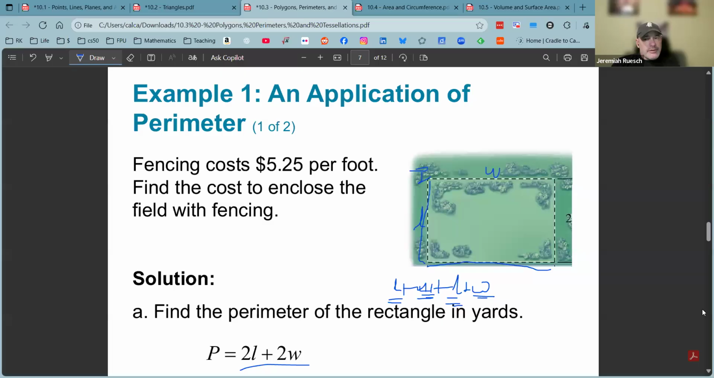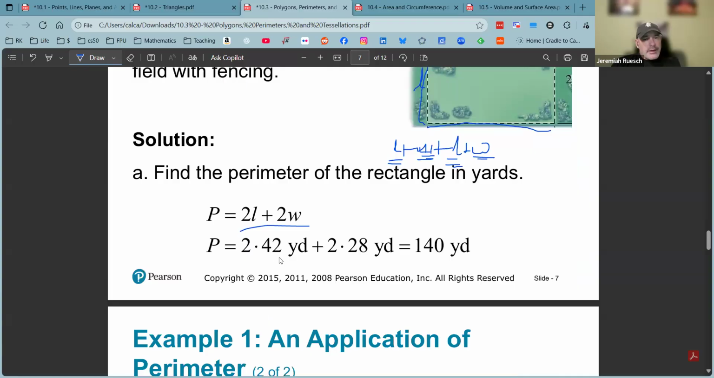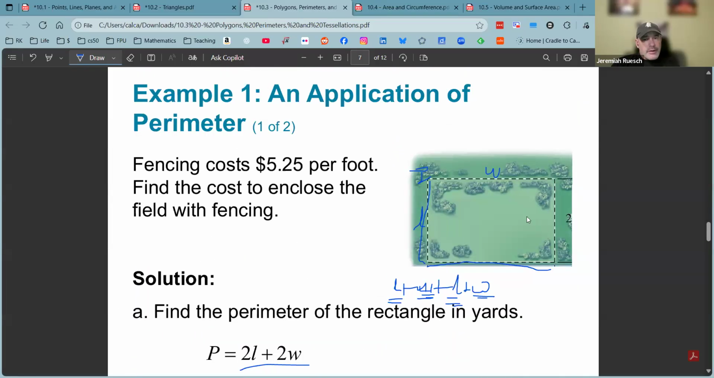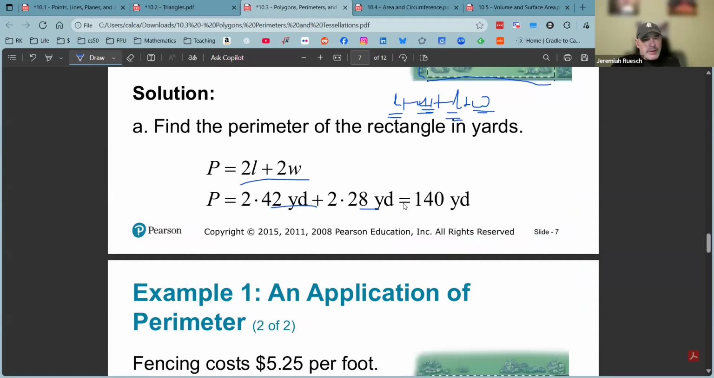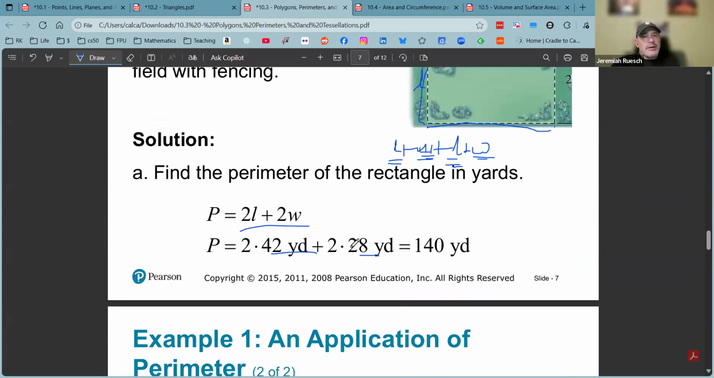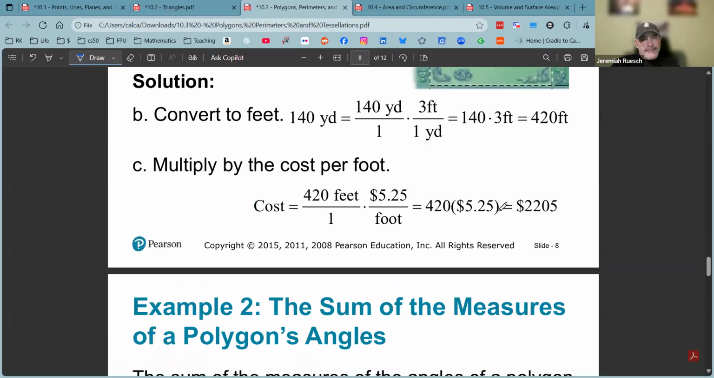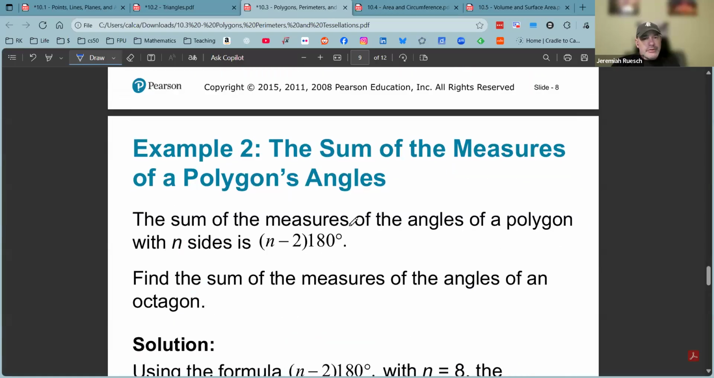somehow it's given us the distance there, though I don't see where these numbers are coming from. It says it's 42 yards along one and 28 along the other. And so 48 and 22 looks like it might have been written there. But anyway, we get that the total distance is 140 yards. So multiplying the 140 times the 5.25 would give us the cost of the fence. So that's $2,205.